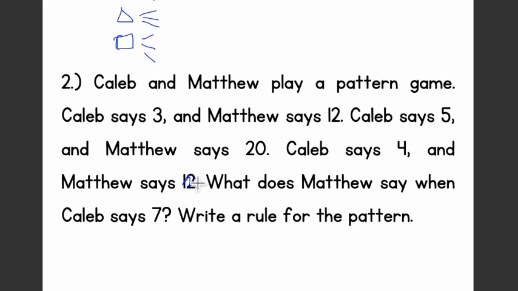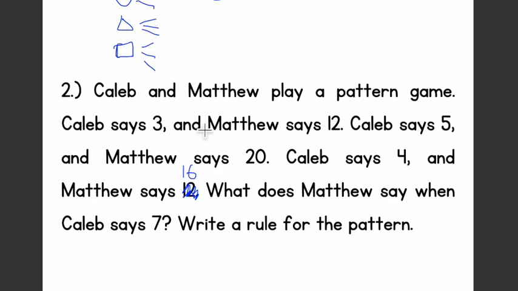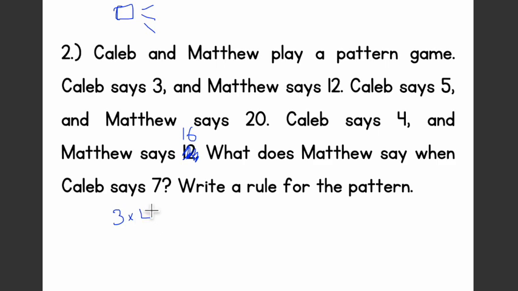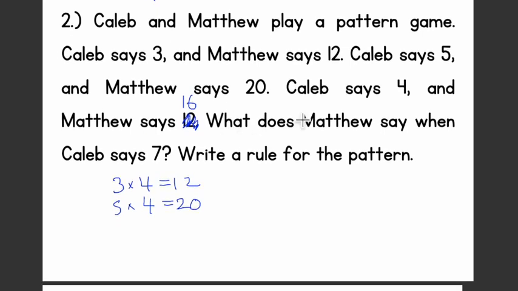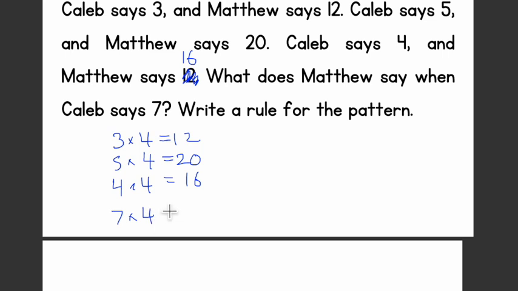This should say 16. And now we can see the pattern, because when Caleb says 3, Matthew says 12, we can see that 3 times 4 is equal to 12. 5 times 4 is equal to 20. And 4 times 4 is equal to 16. So when Caleb says 7, it should be 7 times 4, which is 28. So Matthew is going to say 28.